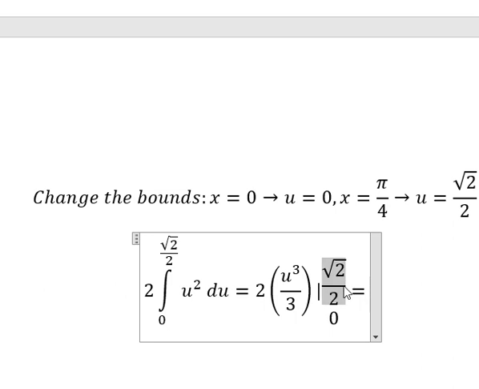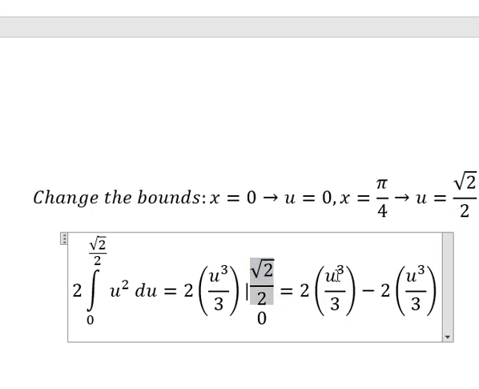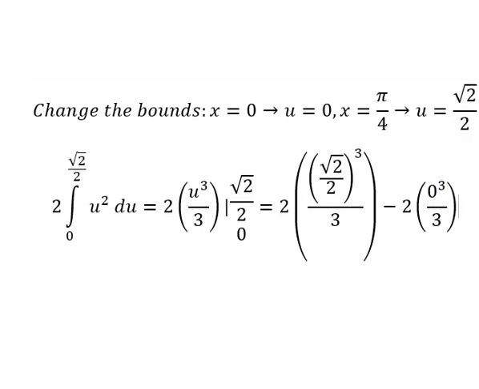And now we put this one gone here, number 0 gone here. So we have the square root of number 2 over 6.